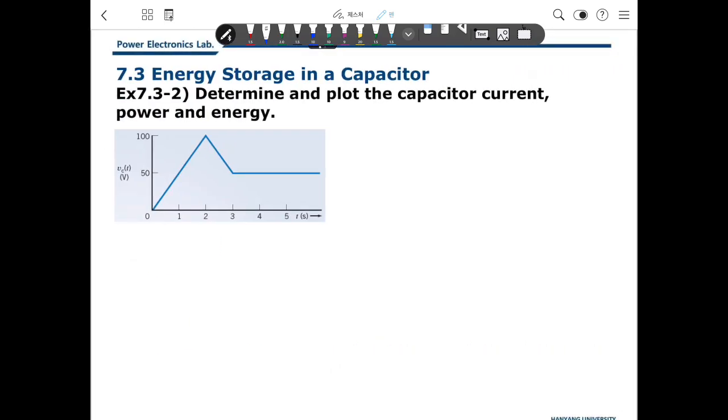This is another example. It's quite simple, but it's a fun story. It's very fun, but it's quite important. So the problem is, this is a figure for the capacitor, and this figure is the voltage. Then, given a voltage waveform in this way, you find your current and the power and energy.